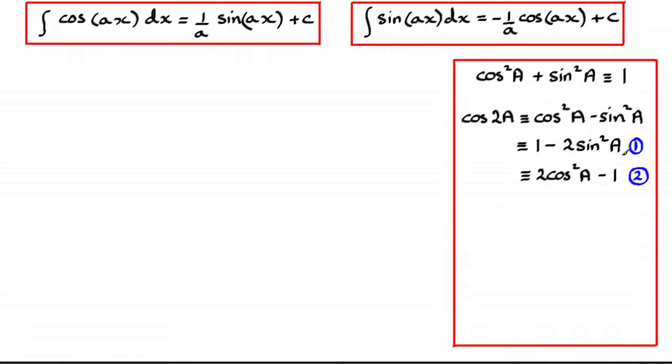Well, if we look at equation 1 and rearrange it for sine squared A, 2 sine squared A would be the same as 1 minus cos 2A, and if I divide by 2, I'm left with this result, that sine squared A is identical to a half of all of 1 minus cos 2A.